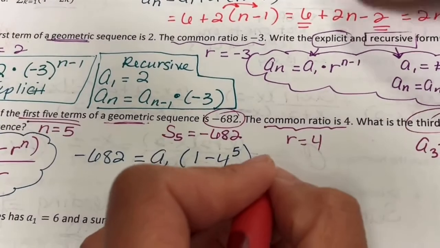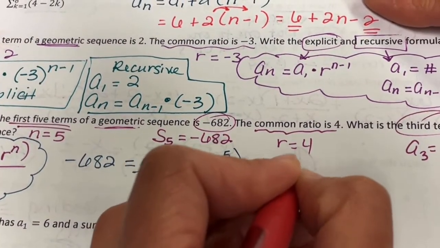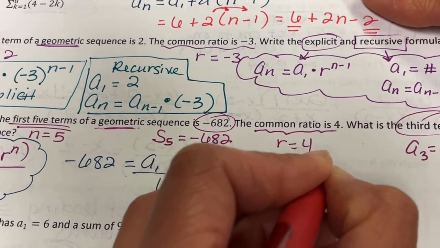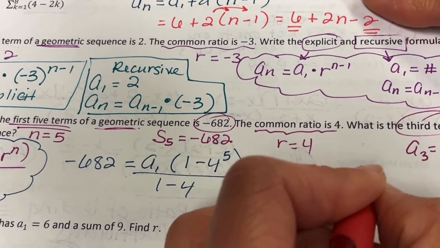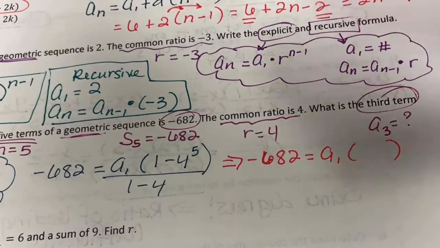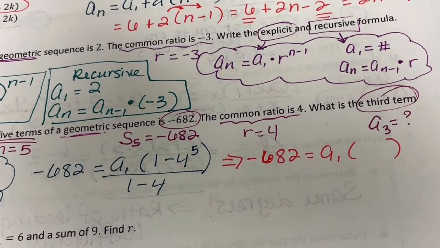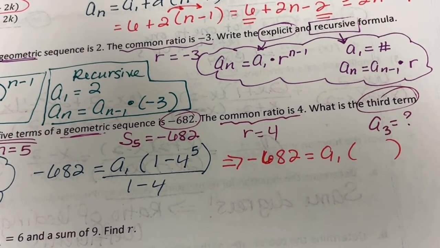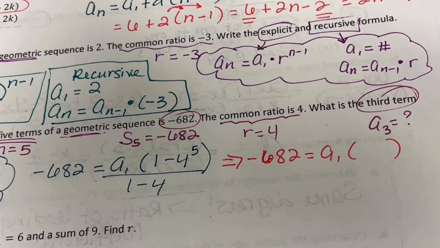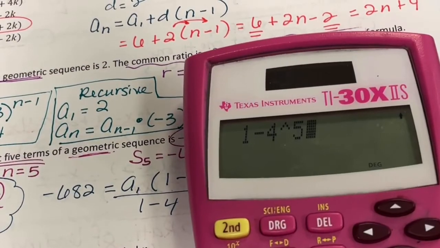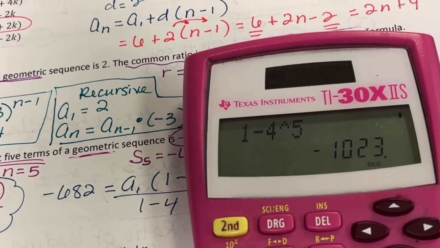So the next step is to do some cleaning. It's negative 682 equals a1 times. Now in parentheses, I'm just going to type that into my calculator. 1 minus 4 to the 5th. Looks like this. Negative 1023.